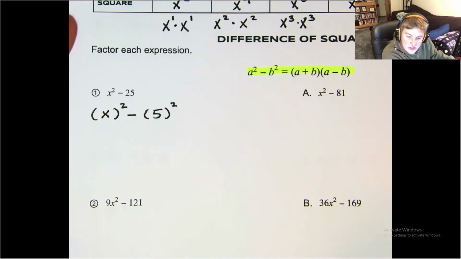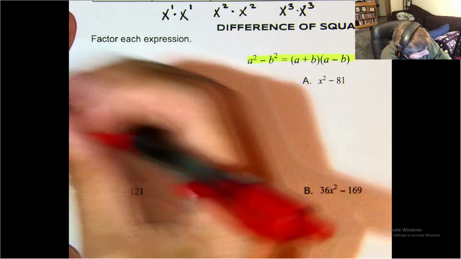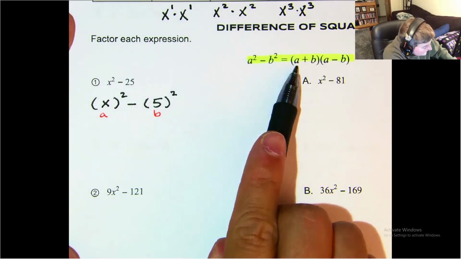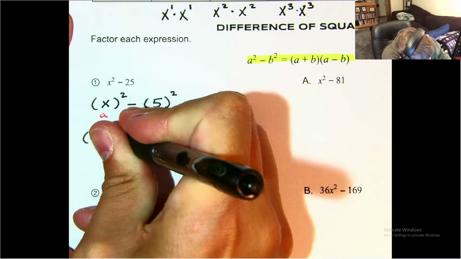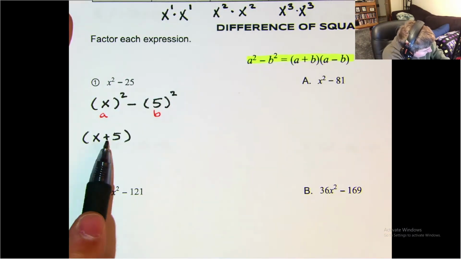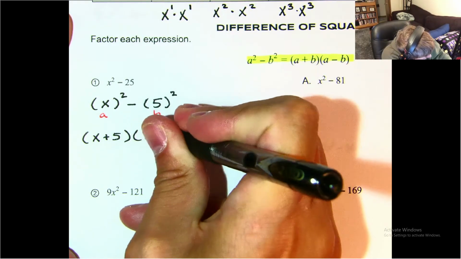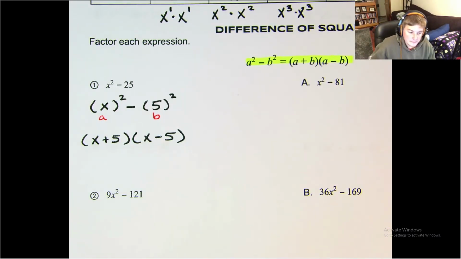Okay. So now I have this rewritten in a form where I know what my a and my b values are. So x is my a value, b is 5. Then I can just follow this sequence here. This is going to factor into x plus 5, or a plus b, times x minus 5, a minus b. Okay. So that's essentially how these problems are done.